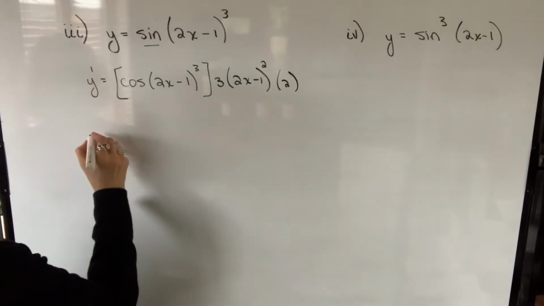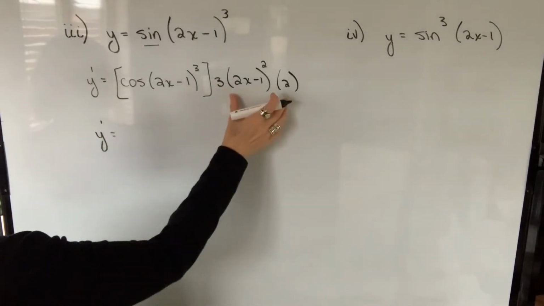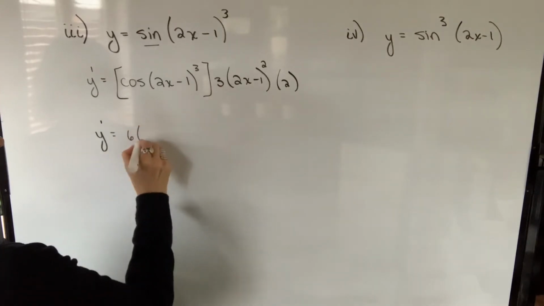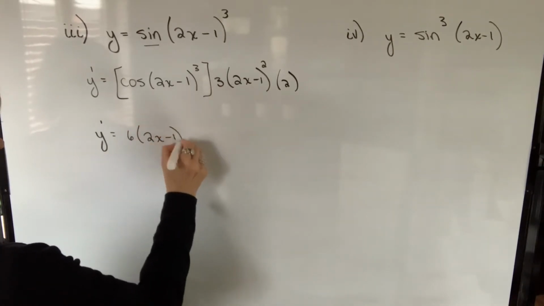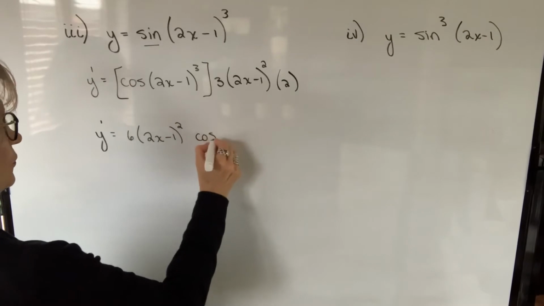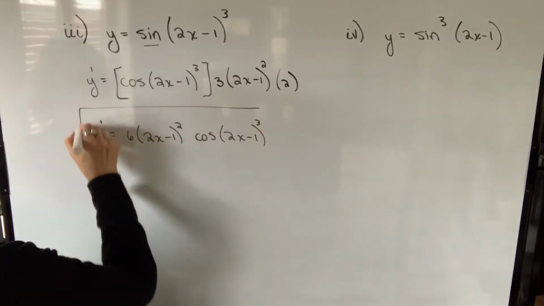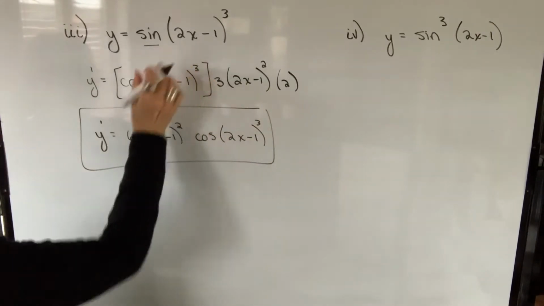Now we can simplify this. I'm going to pull these factors out front. I'm going to multiply 3 times 2 and get 6, times 2x minus 1 squared, times the cos of 2x minus 1 cubed. That would be the derivative of this function.